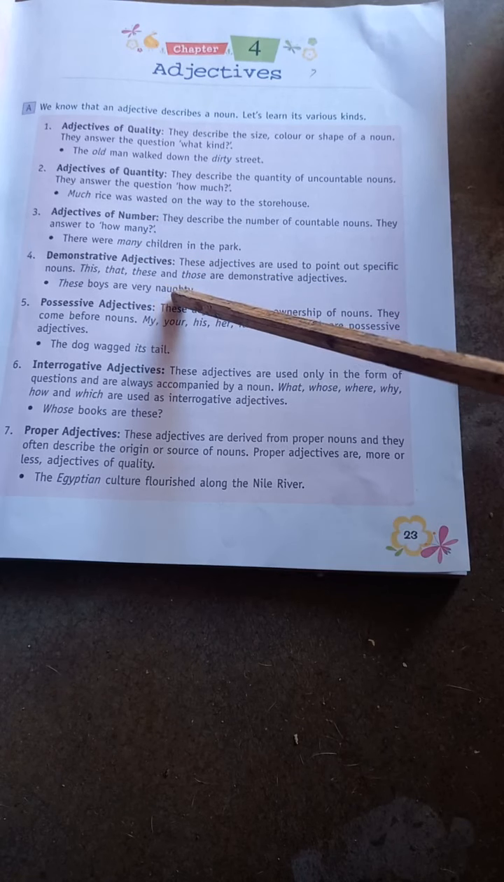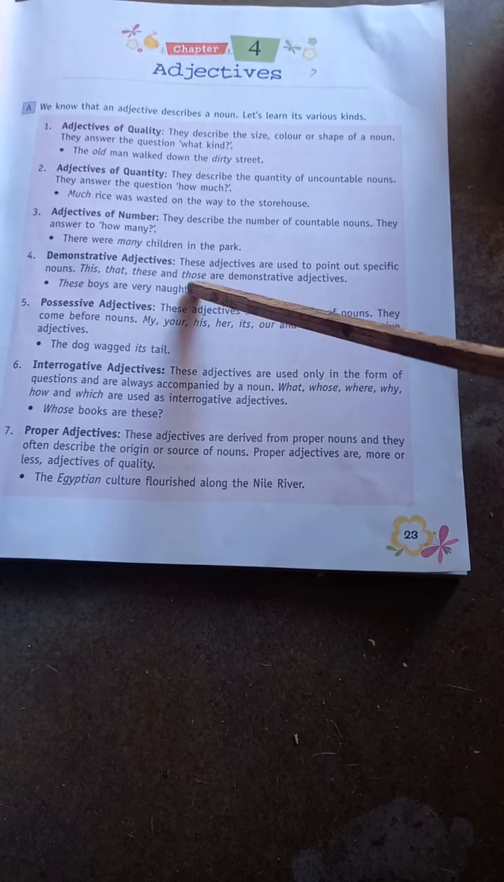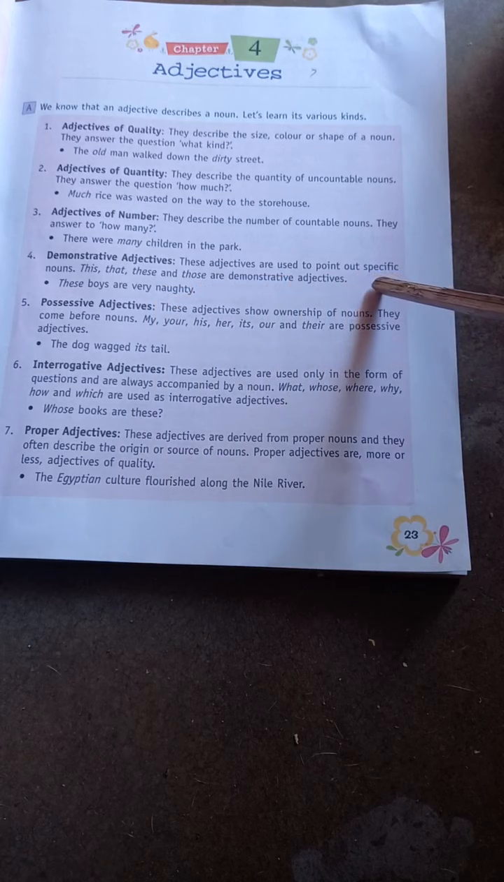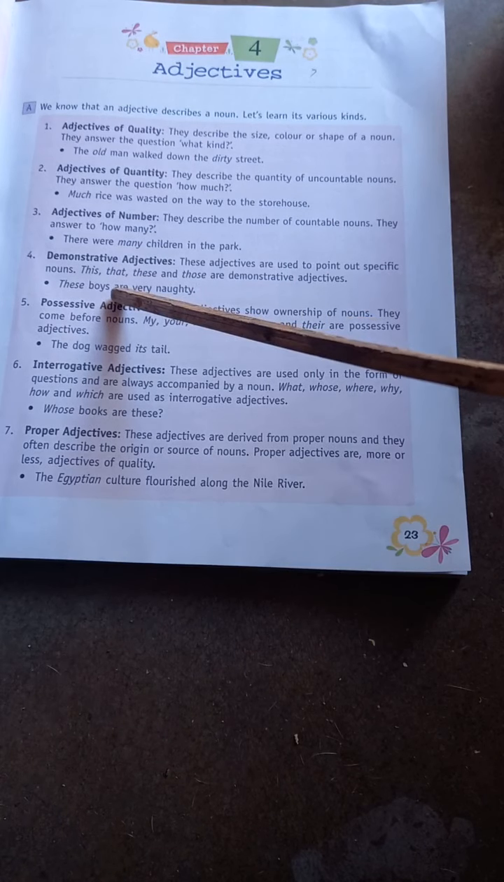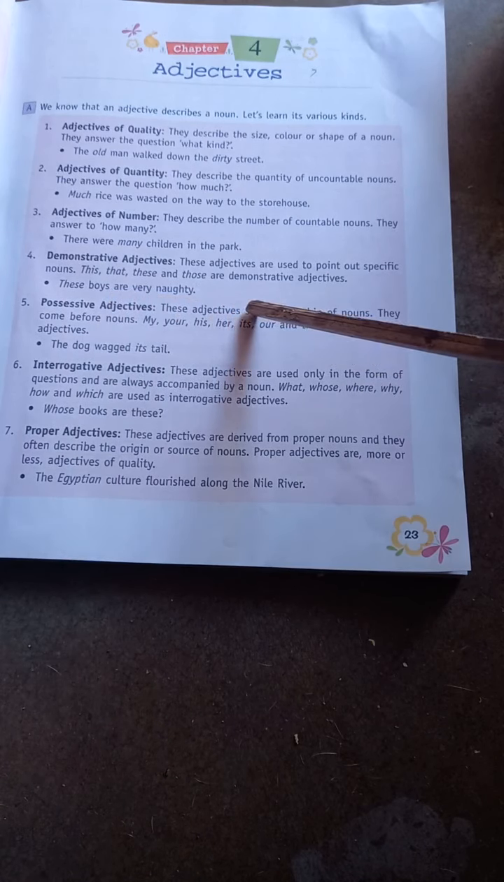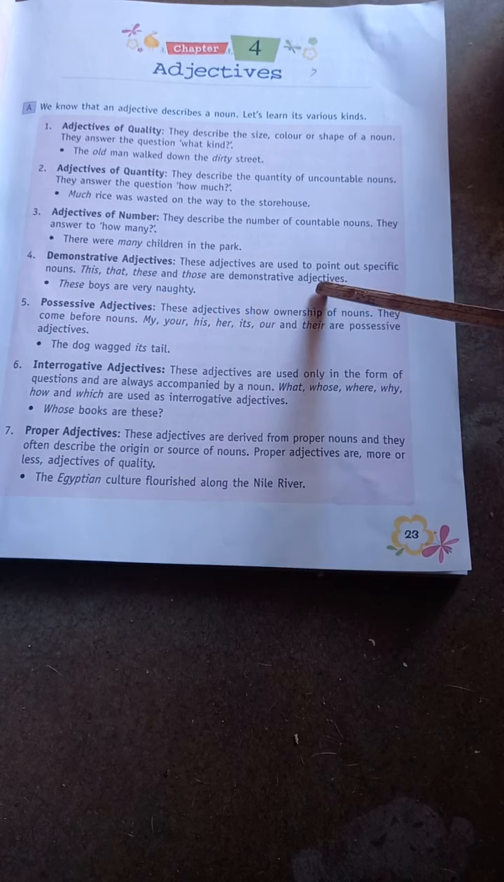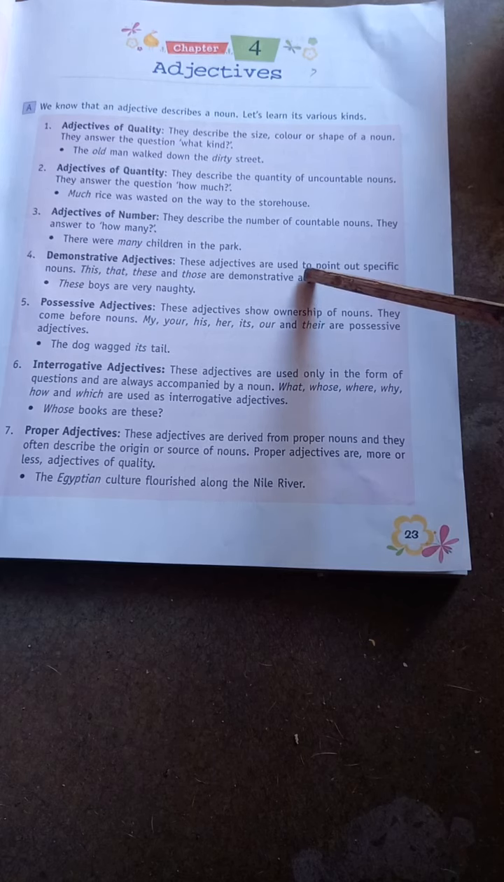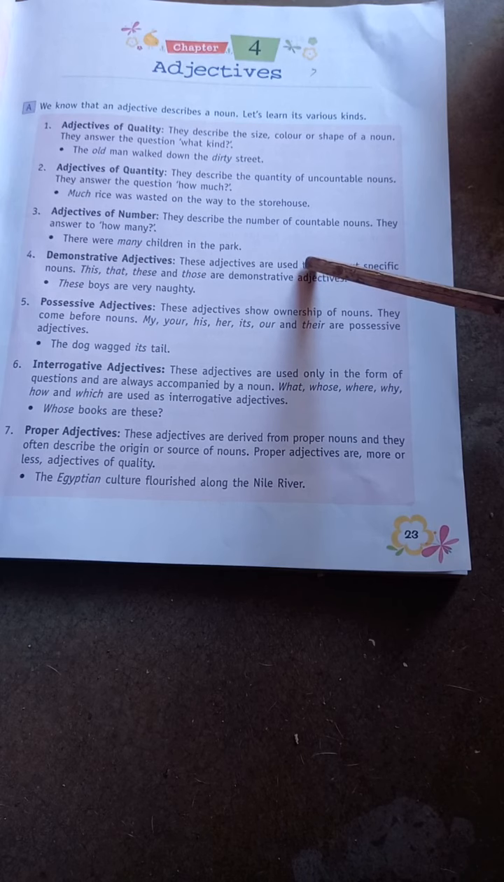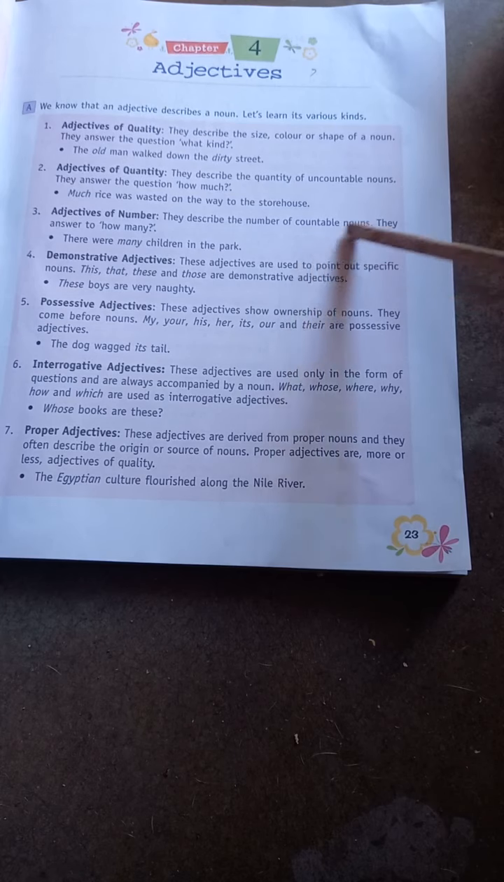Then next point is demonstrative adjective. Demonstrate करना, show करना. These adjectives are used to point out specific nouns. This, that, these, those are demonstrative adjectives. Like that house is mine means I am showing the person that that house is mine. These books are mine. These books are yours. This is your house. Now I am pointing towards the thing. So this is demonstrative adjective.